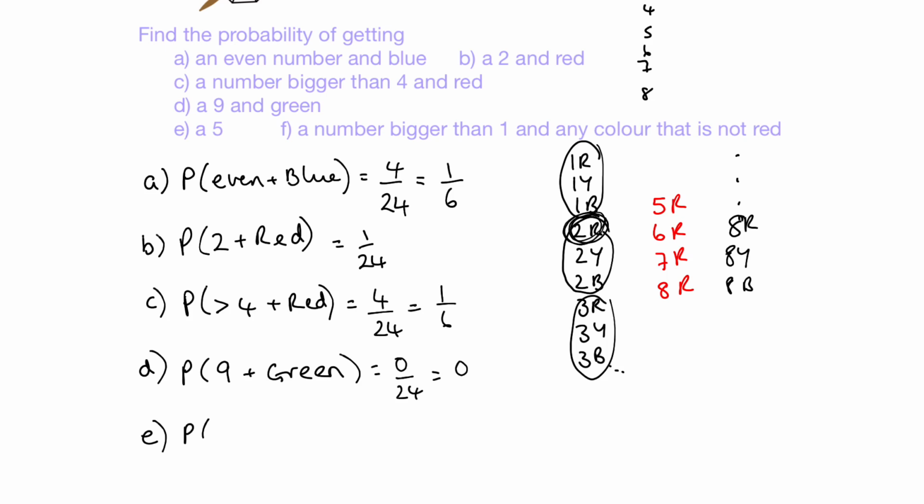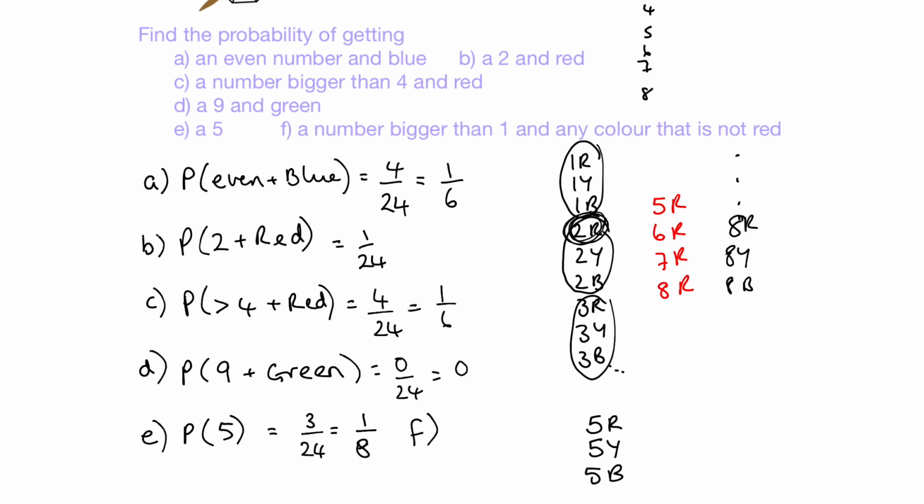E, probability of getting a 5. Well, if we'd continued this list here, remember we would have written 5 red, 5 yellow, 5 blue. So there's 3 different ways of getting a 5, 3 out of 24, and 3 out of 24 simplifies both in the 3 times table to 1/8.